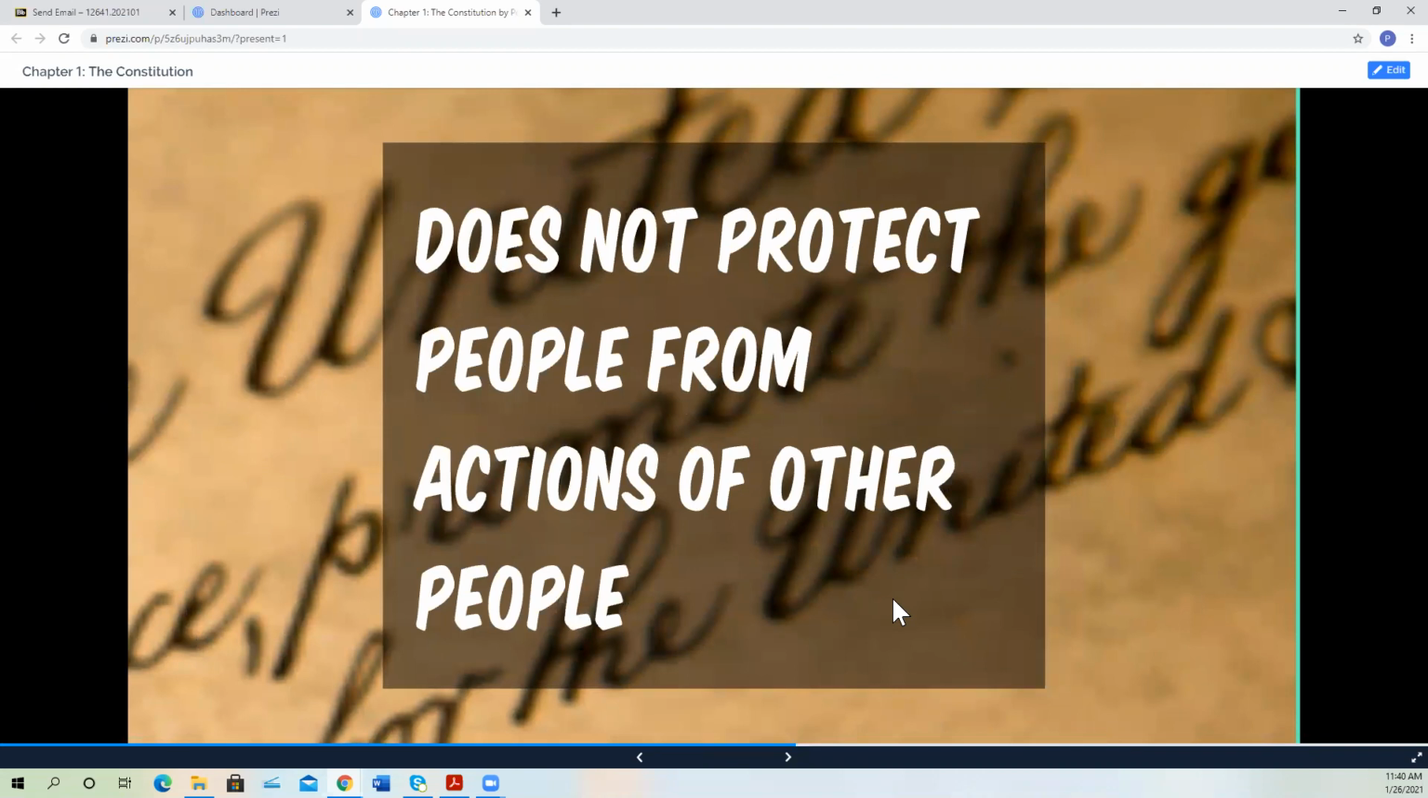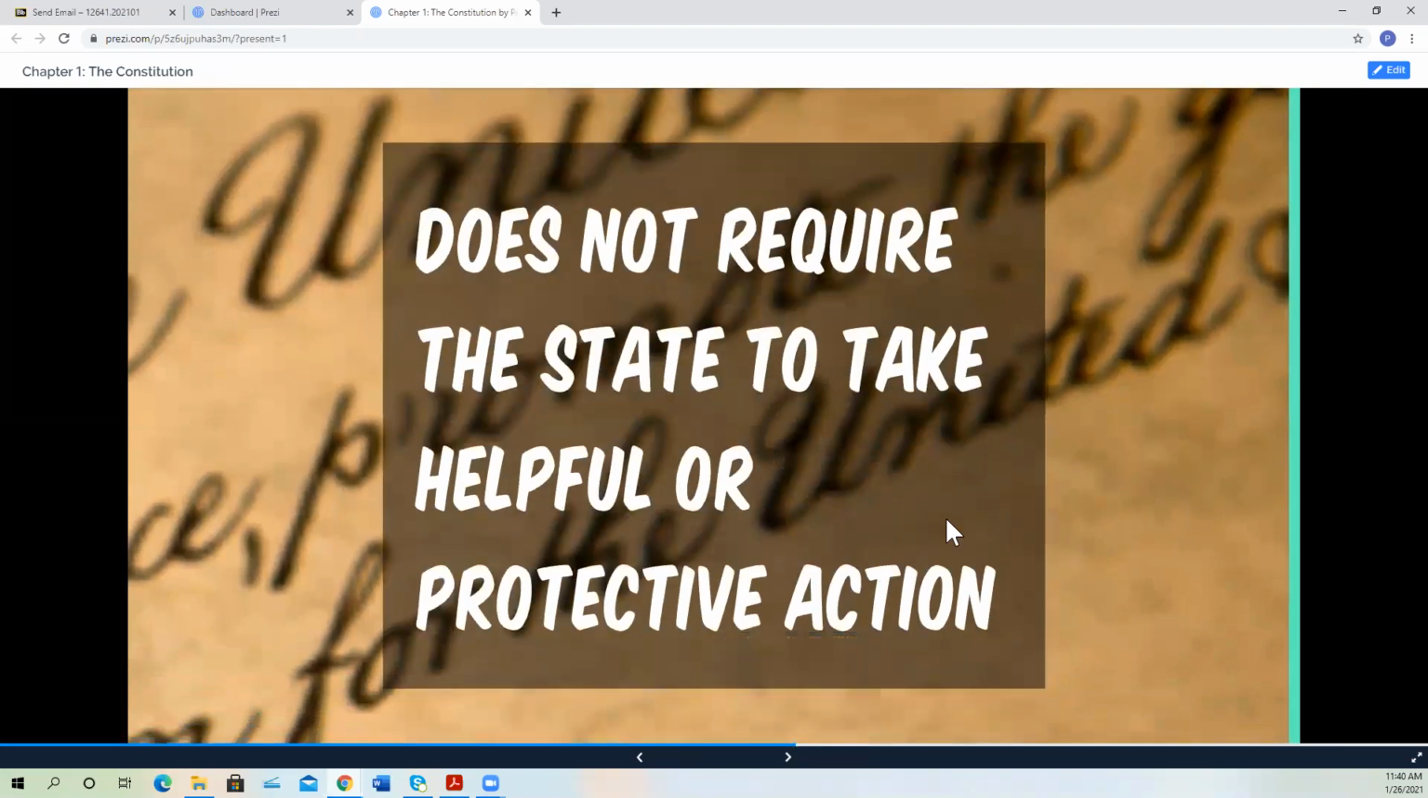Here's the kicker: the U.S. Supreme Court said, as tragic as this case is, that the state did not violate the boy's due process rights, because the 14th Amendment does not protect people from actions of other people. And the state, DCYF, they didn't do anything to the boy. They just failed to take him out of that situation.